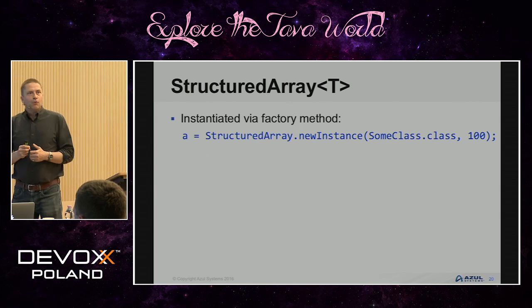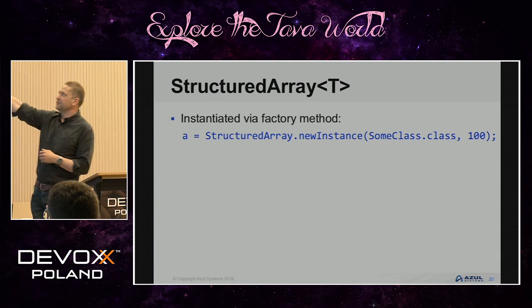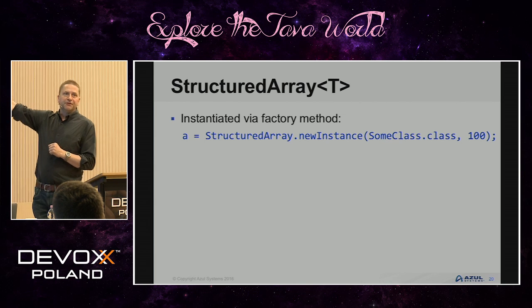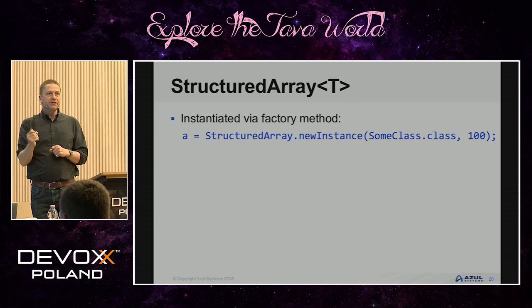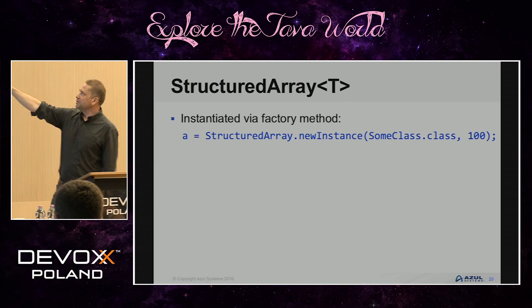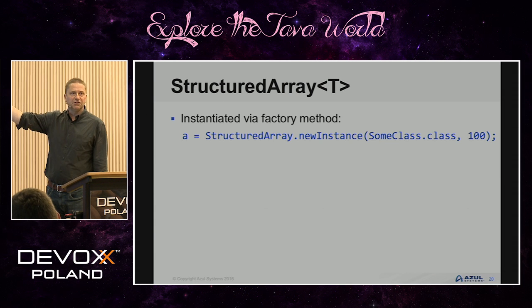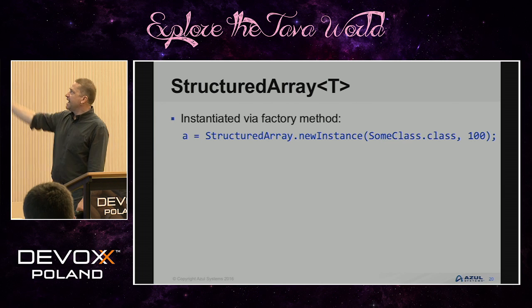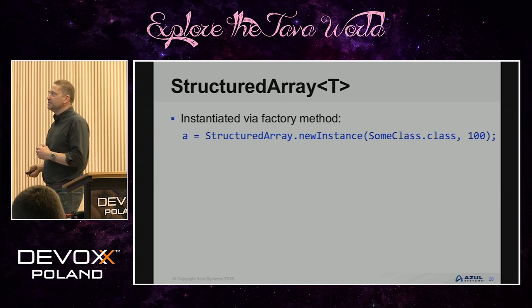So how do we create one? To do that, we need a factory method. We don't use a constructor. I'll come back to that in a moment. We use a factory method. So the simplest form is to say, I have a structured array. I want a new instance of that, and I'm going to store some class in it. So I need the class of that class, which I do by saying some class.class. And I need to tell it the size of the array that I'm creating, 100 elements.